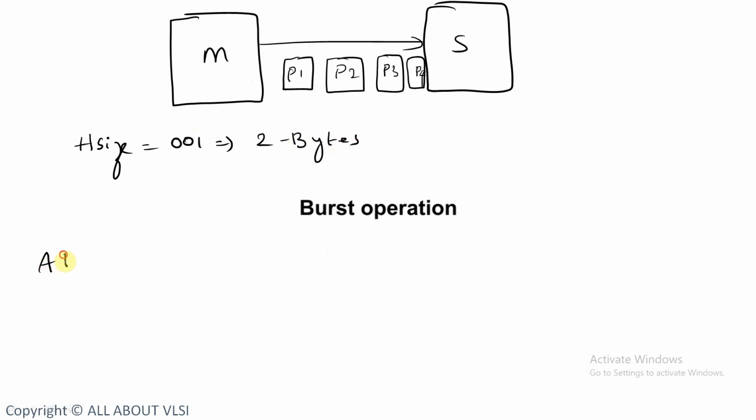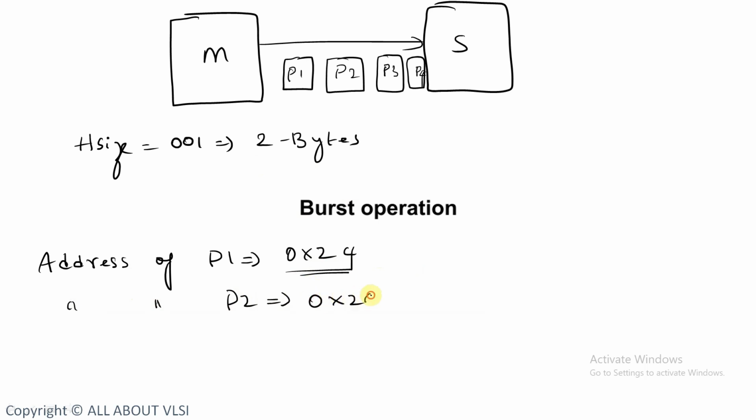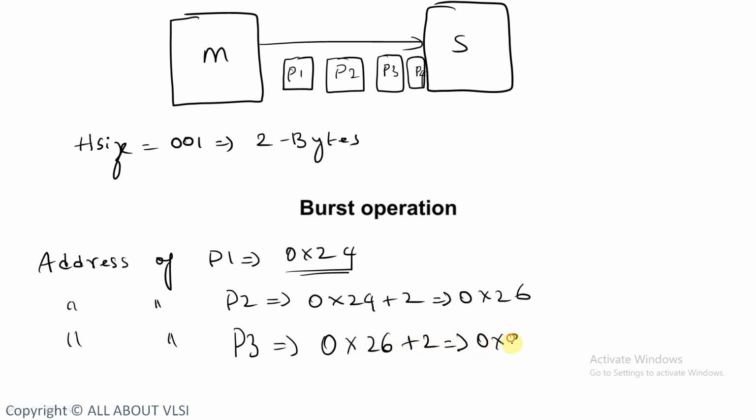Now what is the address of packet P1? The address of packet P1 will be a random address. Let's say it is 24. Now what is the address of packet P2? The address of packet P2 will be the previous address plus 2 bytes, that is 24 plus 2, which is 26. And what is the address of P3? P3 is nothing but 26 plus 2, which means 28.